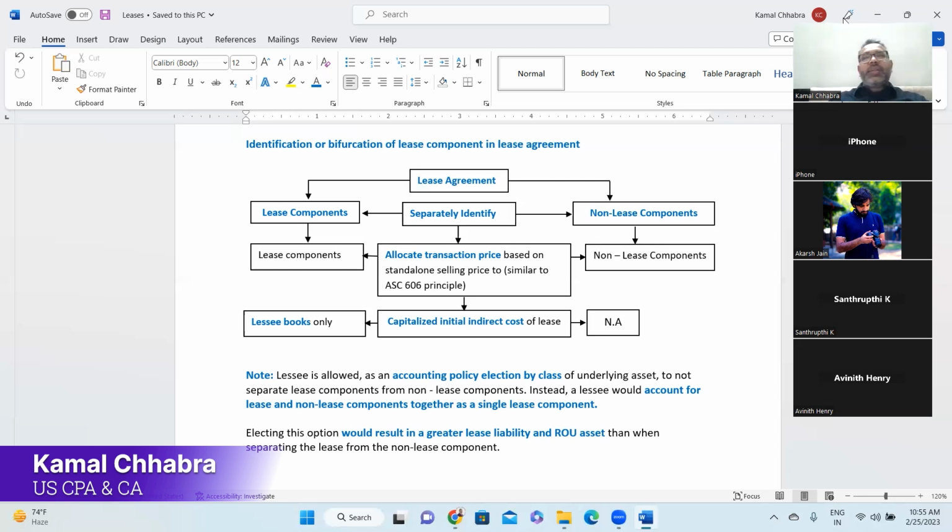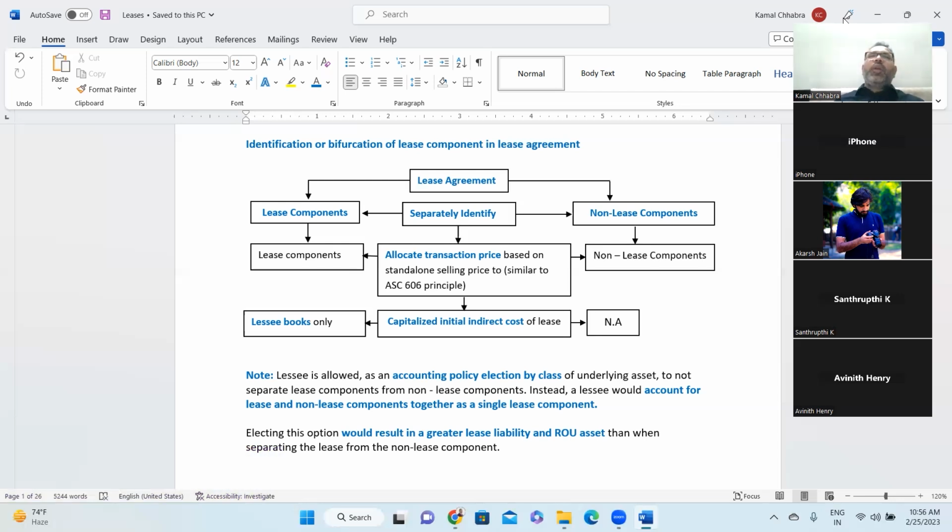At the same time, there are certain non-lease items, which are AMC, office maintenance, those kinds of services, that need to be accounted for as per ASC 606. So in the lease agreement, first you need to identify the lease components and the non-lease components. Once you identify them, to those lease components you need to allocate the transaction price, similar to how we studied in ASC 606 about allocation of transaction price in step 4.